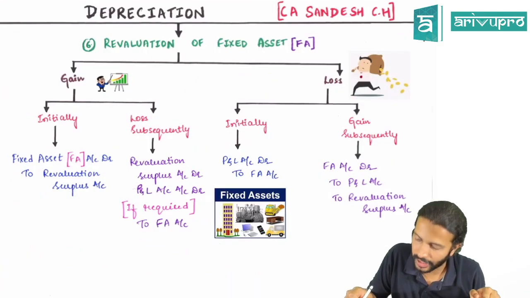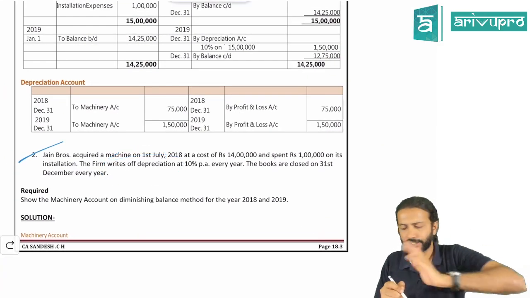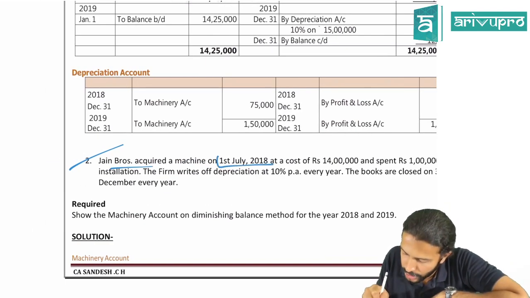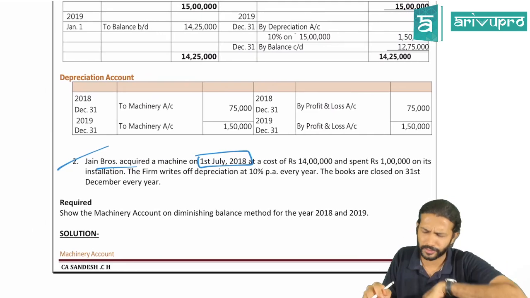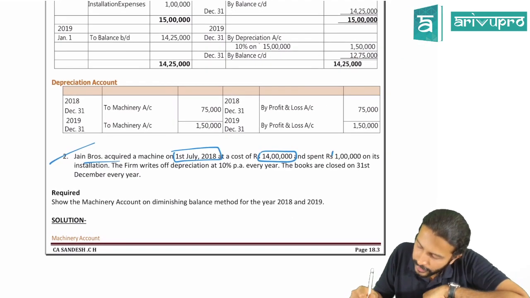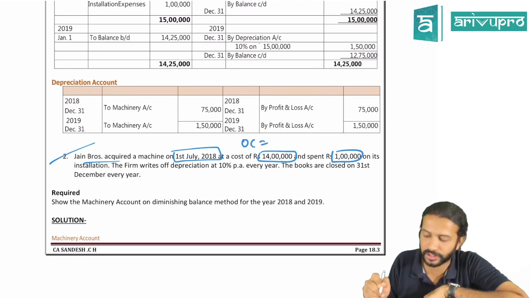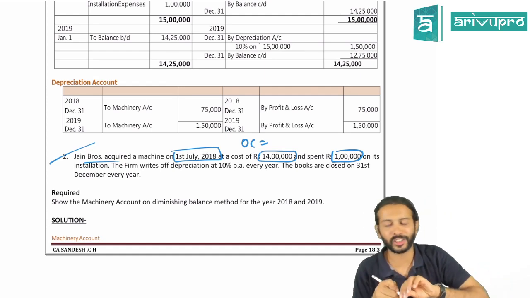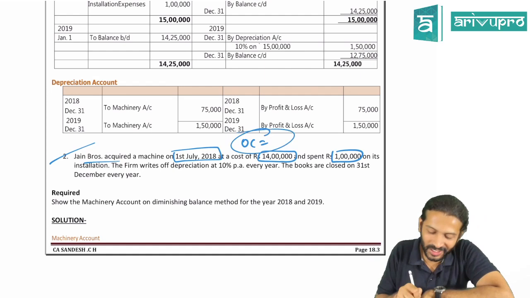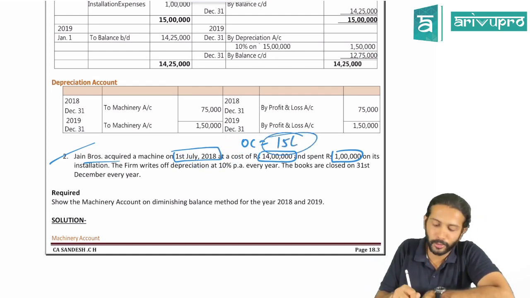Let's learn this with the help of our problem. Second question. We will apply this in second question. Jain Brothers acquired a machinery on 1st July 2018. Same question it is, in fact. Same as question 1. For 14 lakh rupees. They spent 1 lakh rupees on installation. That means what is the original cost of this asset, sir? OC means here original cost. So what is the original cost here? 14 lakhs plus 1 lakh, which is 15 lakh rupees.